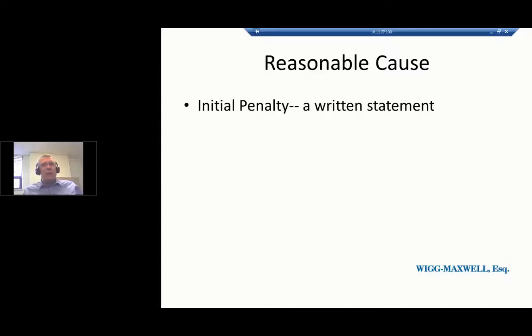Even if you have to make the stretch and make the argument that it's a reasonable situation, even though technically, the way the law is written, you don't quite make it all the way to reasonable cause, you can submit a written statement under penalties of perjury, setting forth your articulate argument as to why you have reasonable cause for failure to file your return.